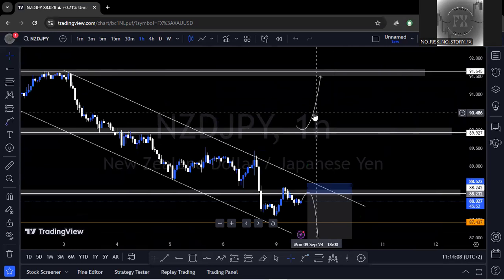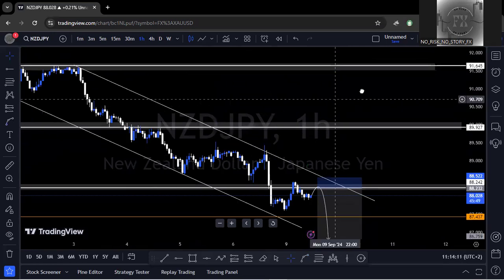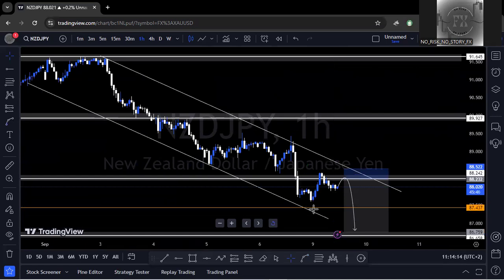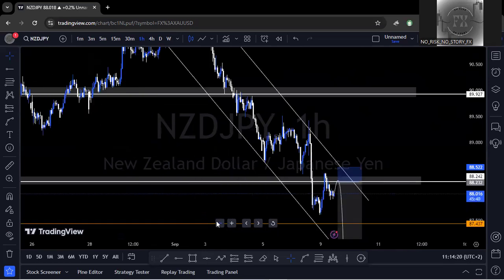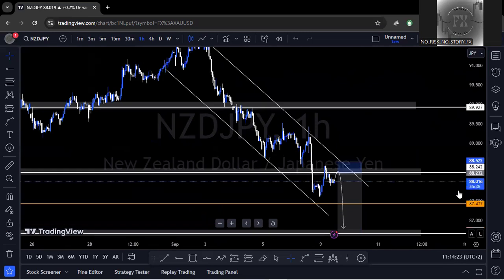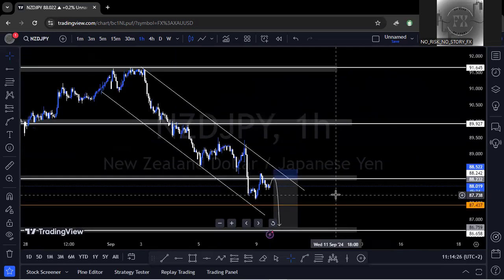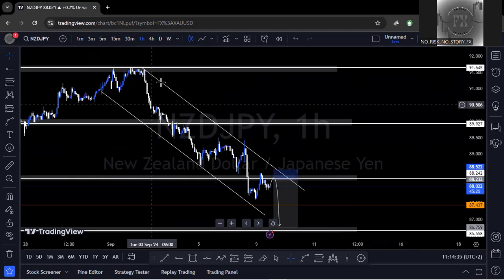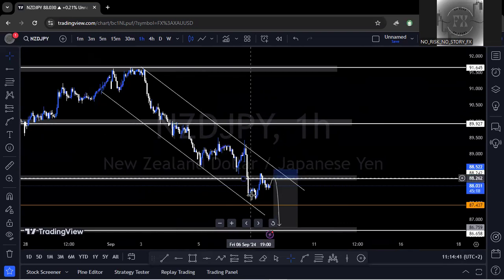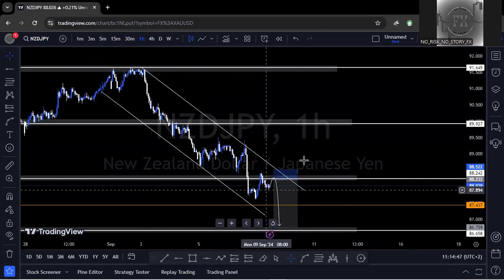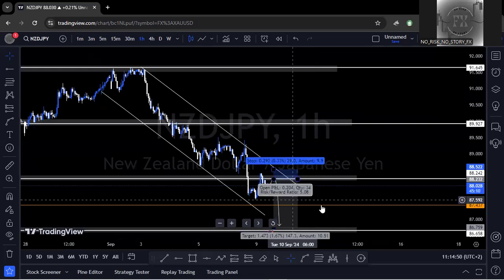For now, what I see here is that the sellers are in control of this market. So it will not be wise for me to say this market will buy, whereas I see that the sellers are currently in control. Look at the sellers and look at the buyers. So it will not be wise for me to expect that the market will continue buying, whereas I'm seeing that the market is in a bearish trend. So yeah.